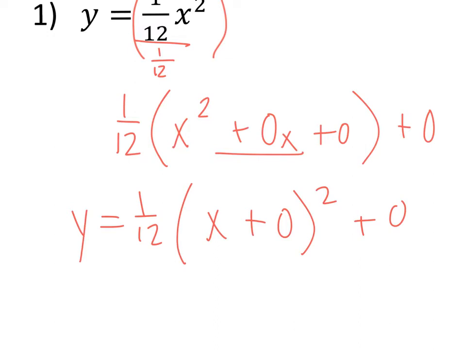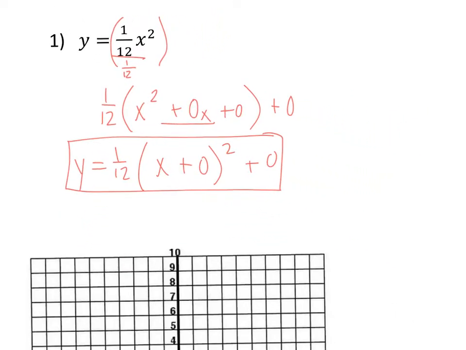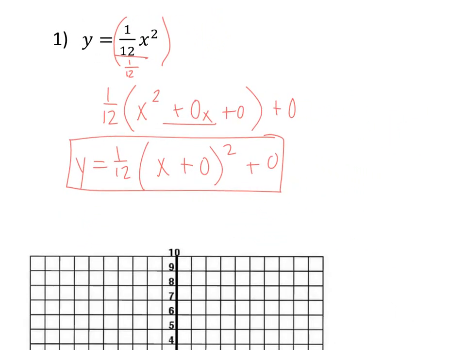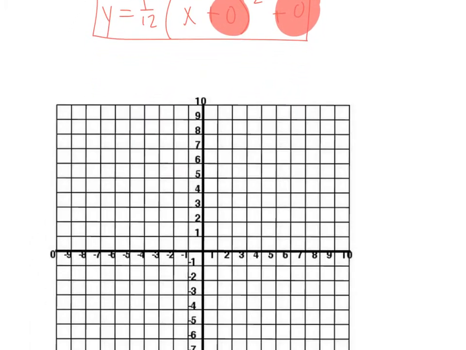That's important because now we know where the vertex is. You probably could have guessed that already. But now we know that the vertex is at (h, k), and this is (h, k), so our vertex is at (0, 0). So I'm going to go down here and plot a point at (0, 0) and label it my vertex.